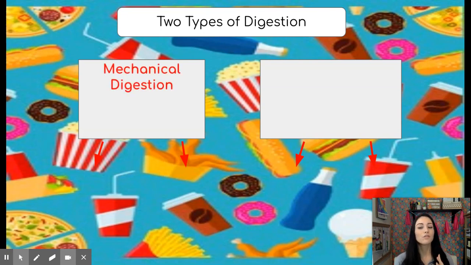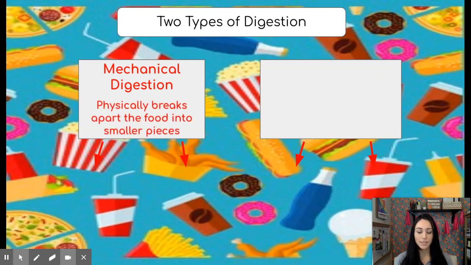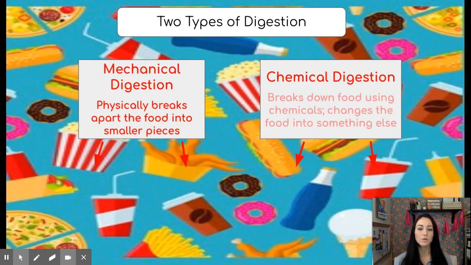The first form of digestion is called mechanical digestion. This is the type of digestion that involves physically breaking the food apart into smaller pieces. So, physically taking the pieces of food and breaking them into smaller pieces. The second type of digestion that takes place is called chemical digestion. This is the type of digestion that breaks the food down using chemical means as opposed to physical means, and it actually processes or changes the food into something new.